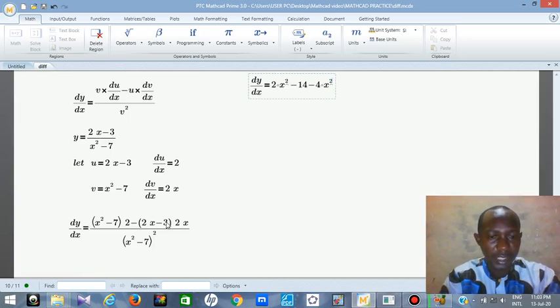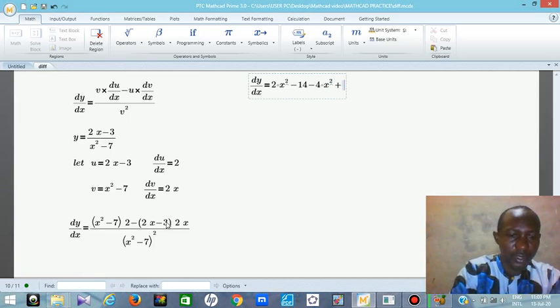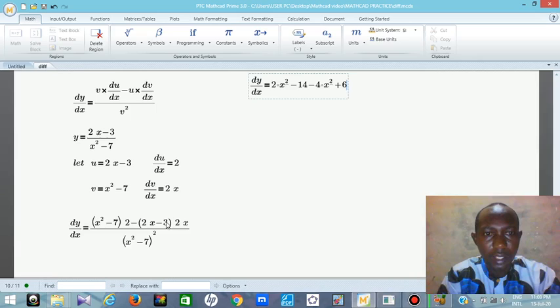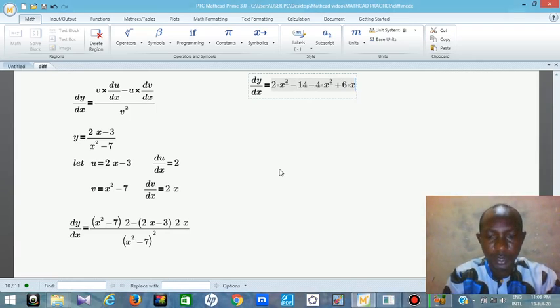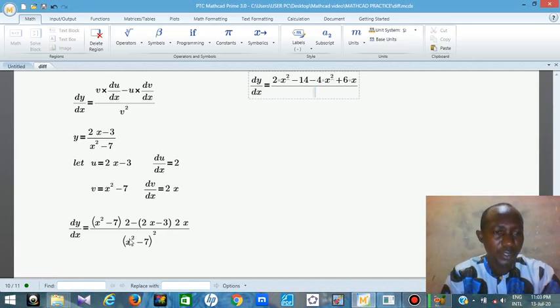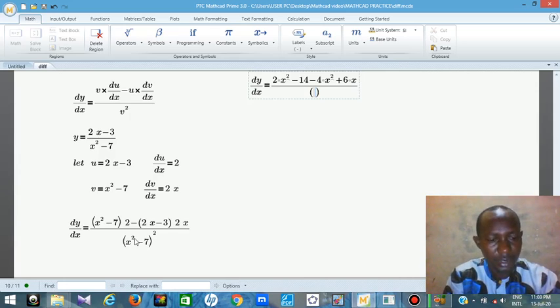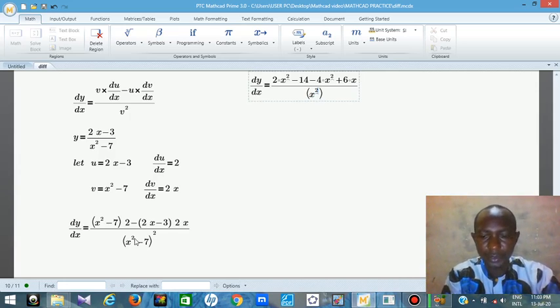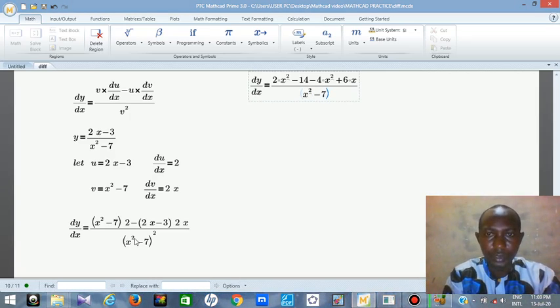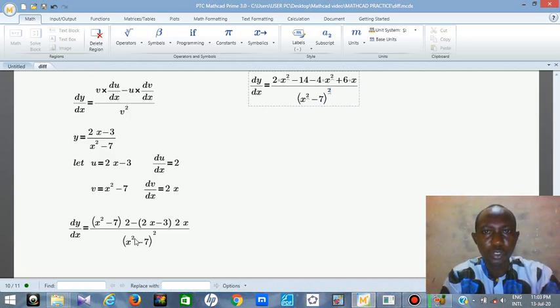then minus times minus is plus, so 2 times 3, you are going to have plus 6x. So 2 times 3 is 6, so plus 6x. So that is all about the numerator. Then divide it by, no need of expanding this denominator, just leave it like that. There's no need, which is x squared minus 7 raised to power 2.